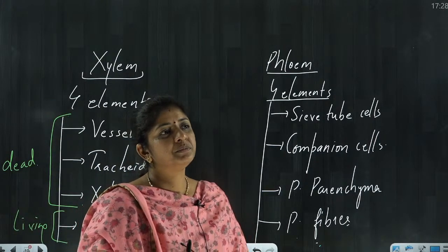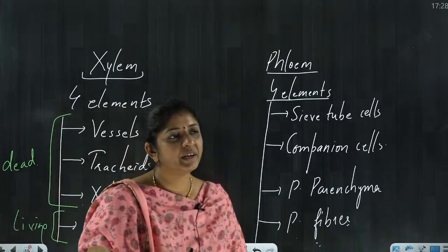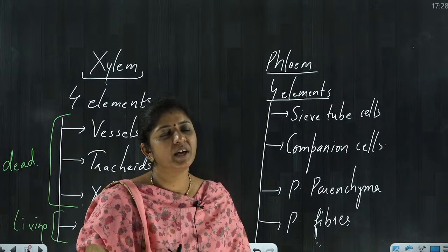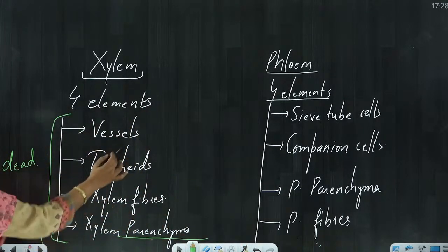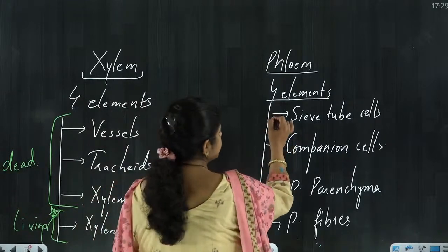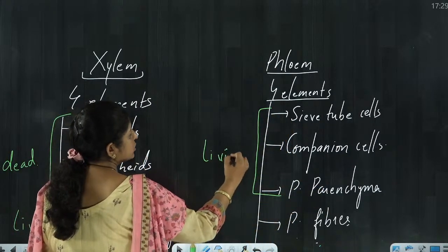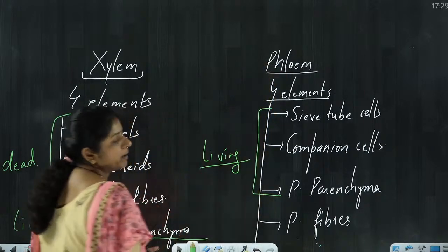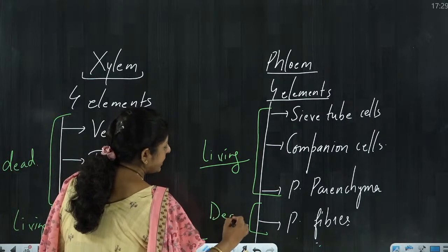It should be sclerenchyma. Very nice. That's why they are dead here. So majorly they are dead: vessels, tracheid and xylem fibers, but the living one is what? Xylem parenchyma. Then sieve tube cells, companion cells, parenchyma, these are living. Mostly the members of phloem are living. So only one is dead. What is that? Fibers.